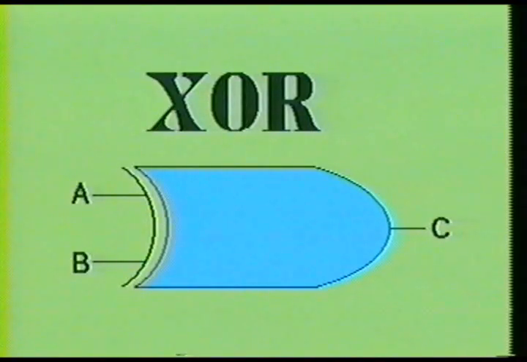The first gate we shall observe is the exclusive OR gate. The exclusive OR gate is the most widely used in the exclusive logic family. This gate is used frequently in digital arithmetic circuits.